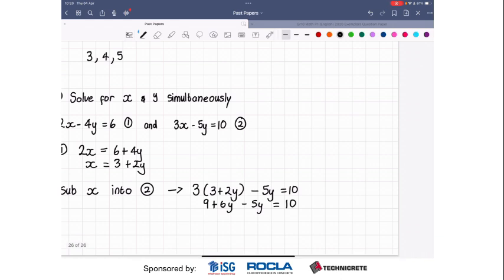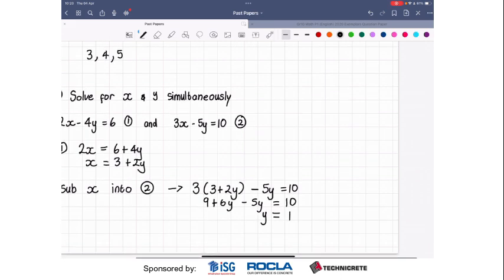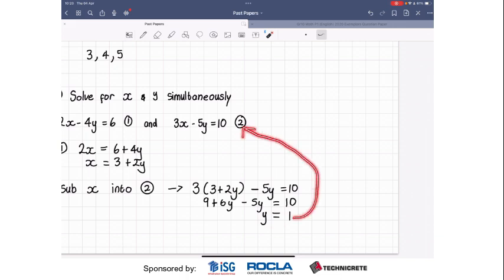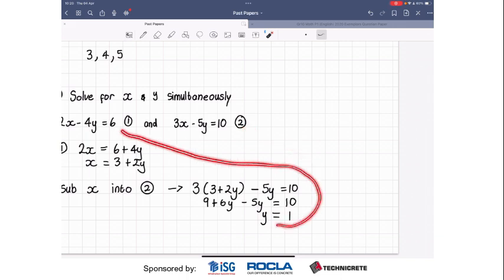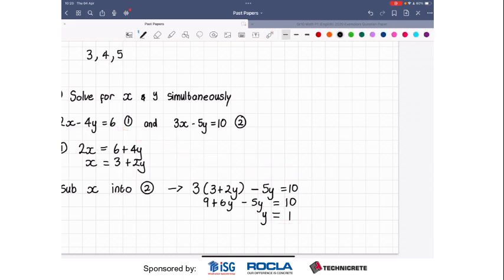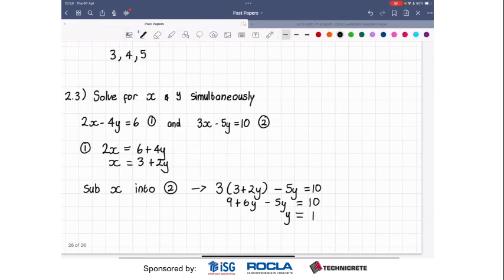And I'm going to take the 9 to the other side, so I'm going to get 1 on this side. And 6 minus 5 is 1y, so I'm going to have that y is equal to 1. Then from this y is equal to 1, I can either put this back into equation 2, or I can put it back into equation 1 and solve for x. So I'm going to choose putting it back into equation 1. And remember, I already had this simplified version of equation 1. So I can just say that x is equal to 3 plus 2, and instead of y, I'm going to write 1. And so x is equal to 3 plus 2, which is 5.